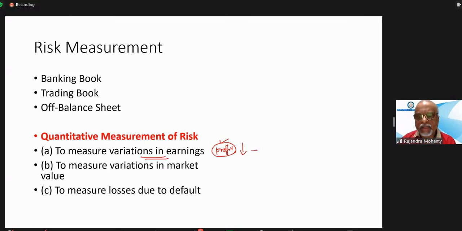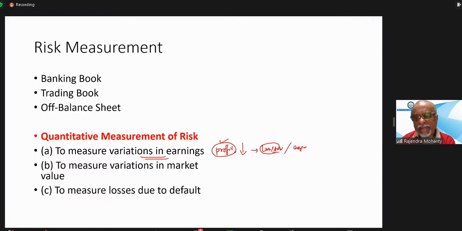This is about earning, meaning when we earn interest. Normally in loans and advances, we earn interest, or in case of deposits, we pay interest. So when you earn or pay interest, at that time the profit will either go up or go down. Okay.